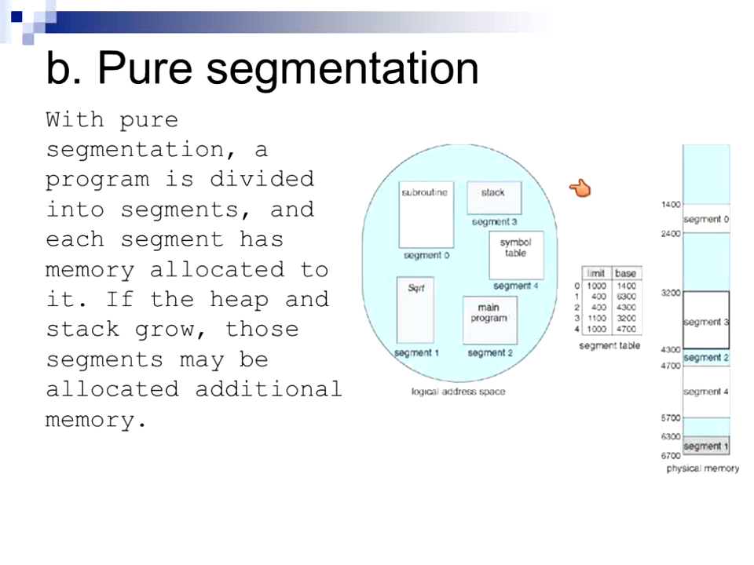Okay, we were talking about pure segmentation, and like I said, with segmentation, a program is divided into segments. And then each of these segments can have the physical memory allocated to it that it needs. One of the segments is going to be the stack. So as the stack grows, all that means is that the amount of memory that segment has is going to grow, and it's not going to affect the other parts of the program.